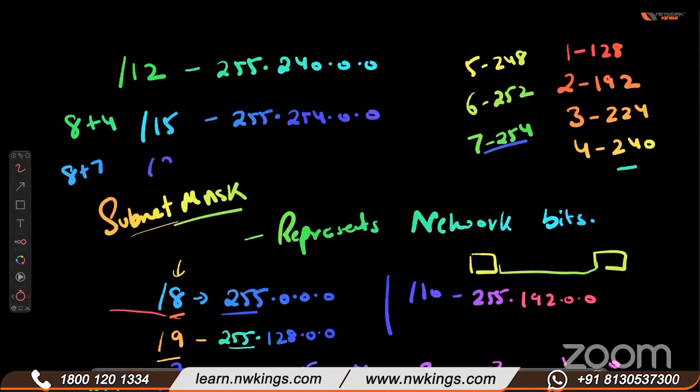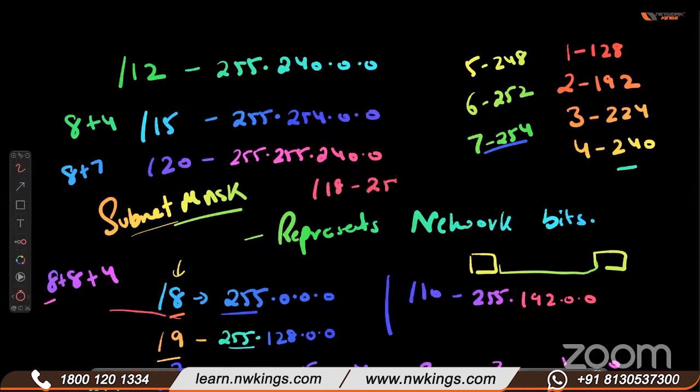If we give /20, so what is 20? Let me tell you, make it 8 plus 8 is 16, right? 8 plus 8 is 16. 16 plus 4. Whenever you see 8, it means 255, 255, and 4 means 240. Very simple. Let's calculate for /18. So 255.255, 16 plus 2, 192.0.